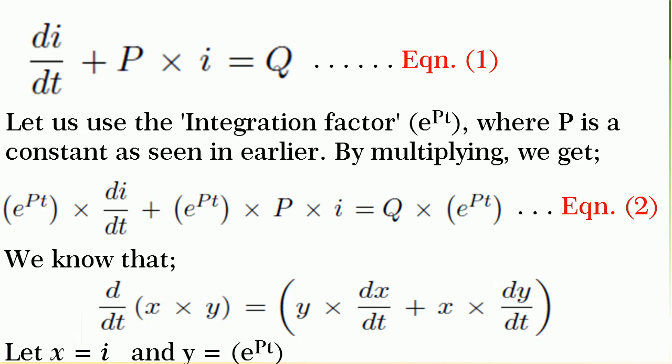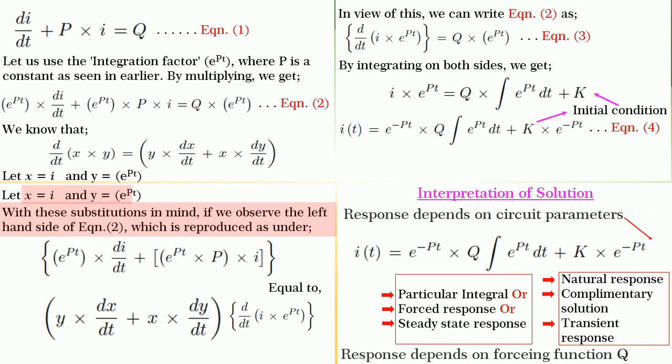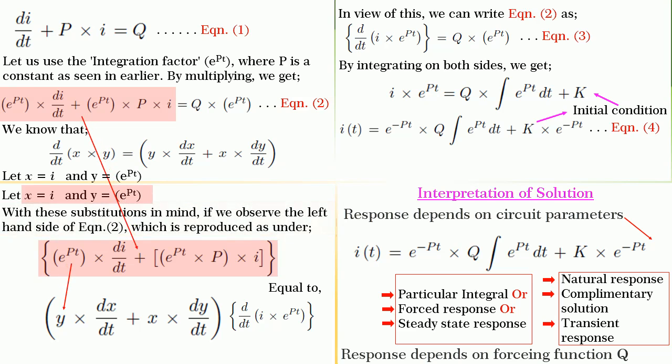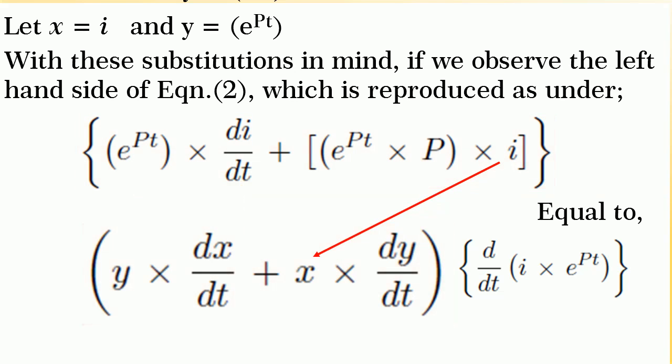We know that d by dt of x into y is equal to y into dx by dt plus x into dy by dt. This is a simple differential rule. In our equation 2, let x is equal to I and y is equal to e to the power of pt. With these substitutions in mind, if we observe the left hand side of equation 2, we find e to the power of pt is y, di by dt is dx by dt, I is x, and e to the power of pt into p is dy by dt.